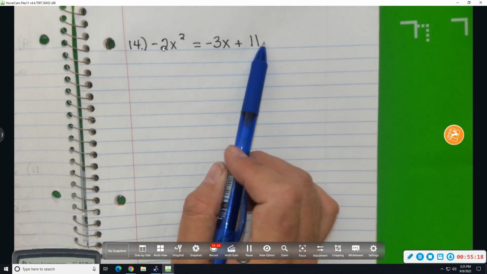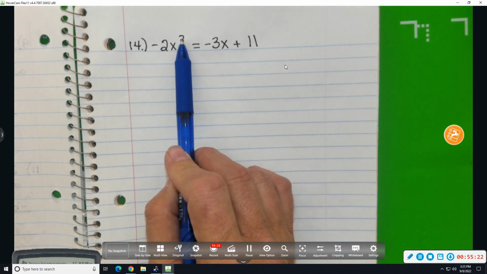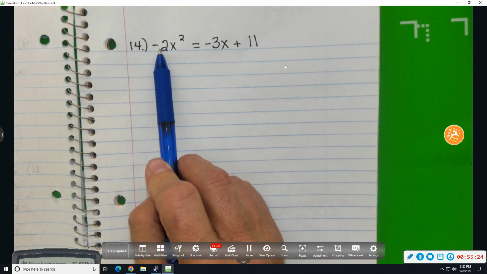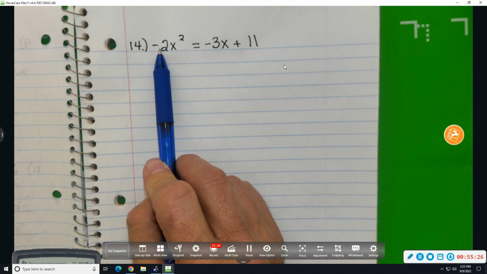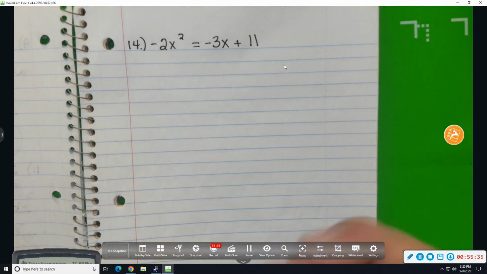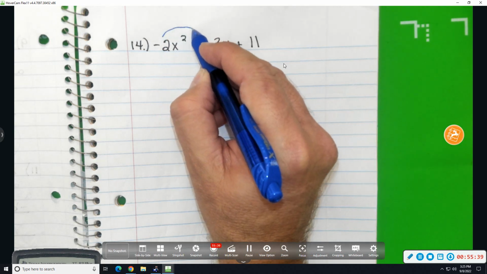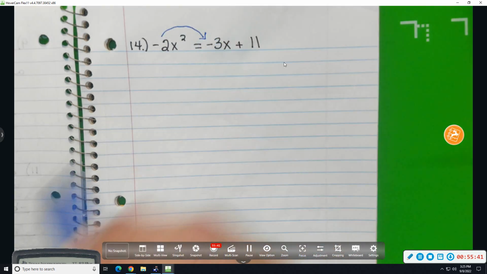The left? If I move all of this stuff over to the left, I'm still going to have a negative 2x squared. It'll be easier if you have a positive 2. What are we trying to say poorly that we should do? Move the negative 2x squared over to the right?